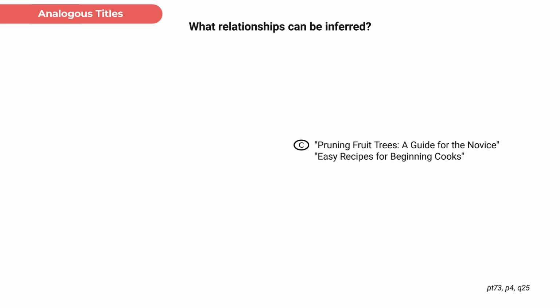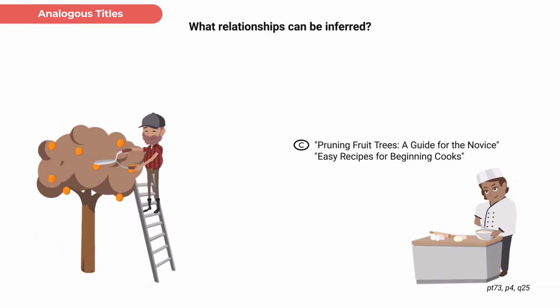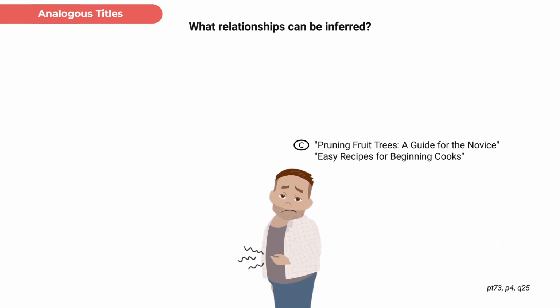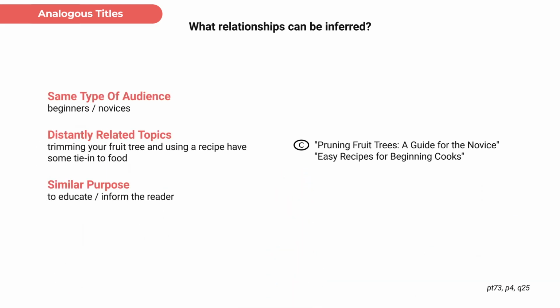With C, they're both distantly related to food or eating because a fruit tree bears food. But pruning a fruit tree is really like gardening advice. So it's kind of different topics. It's more like gardening and cooking, with some connection to food, but they are both aimed at a novice beginning audience, so they probably have a similar voice and style and purpose.